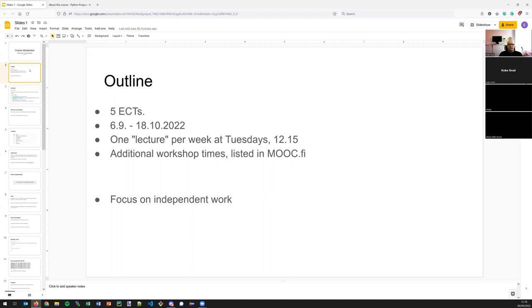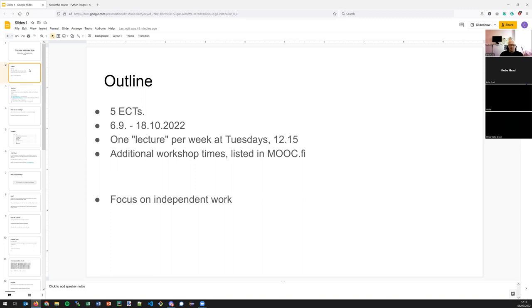Then in addition, we have some workshop times. Let's discuss those a little later. The basic idea is that you can go to the workshop and you will get assistance if you have any problems with the material or with the exercises or with anything. You can also participate in workshops online, and there are also some online-only times, but I'm going to discuss those later.